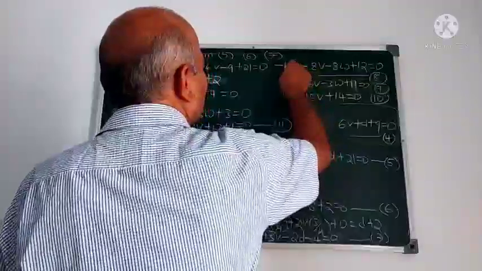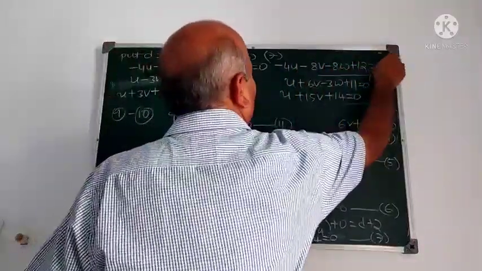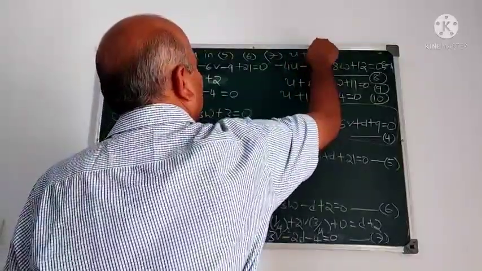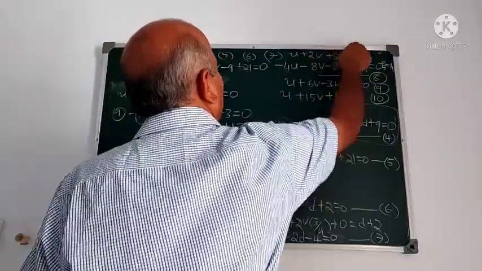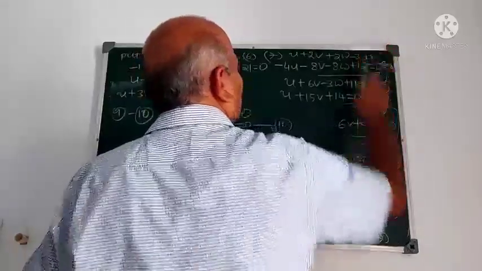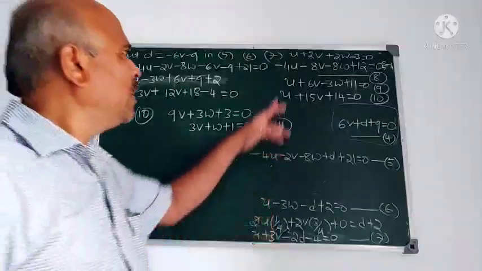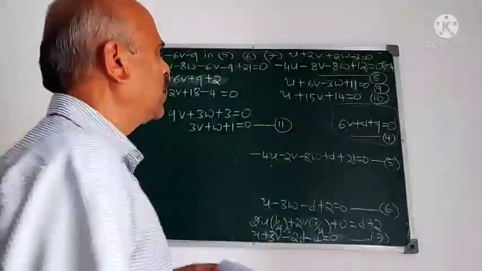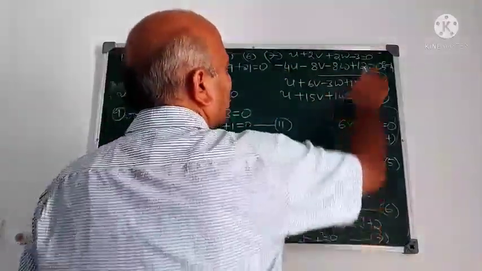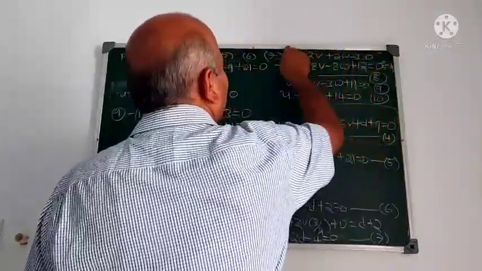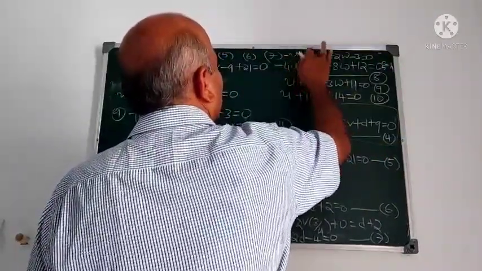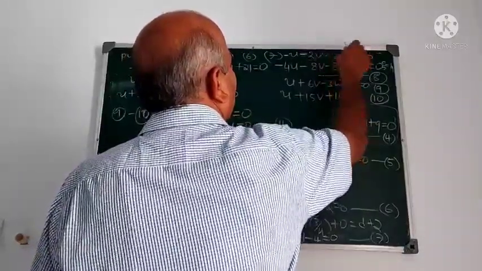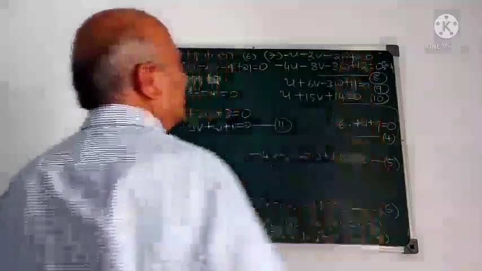So we divide this equation by minus 4. Then what do you get? u plus 2v plus 2w minus 3 is 0. See, equation 8 is the same as u plus... or can I divide by 4 only? Divide only by 4, you will get minus u minus 2v minus 2w plus 3 is 0.